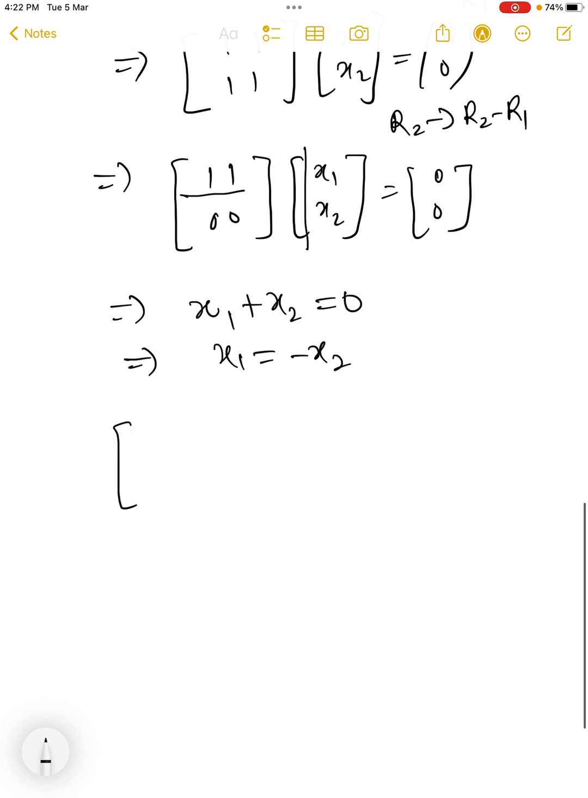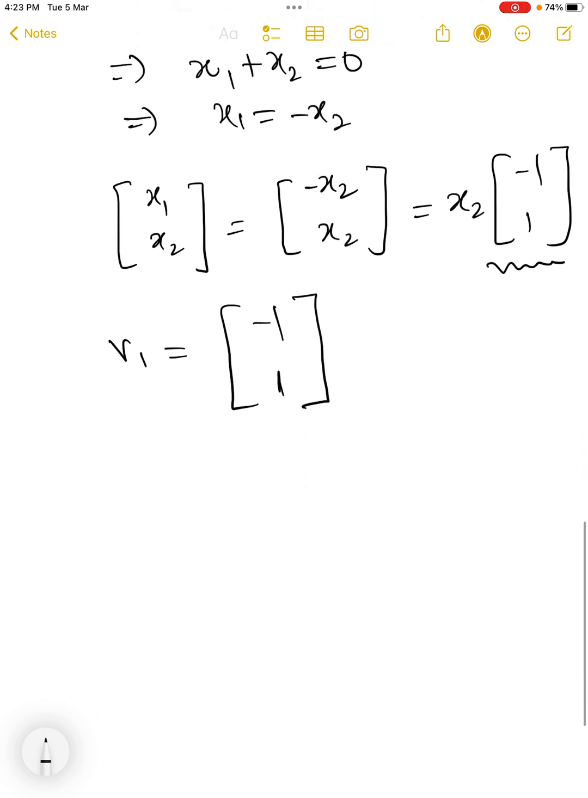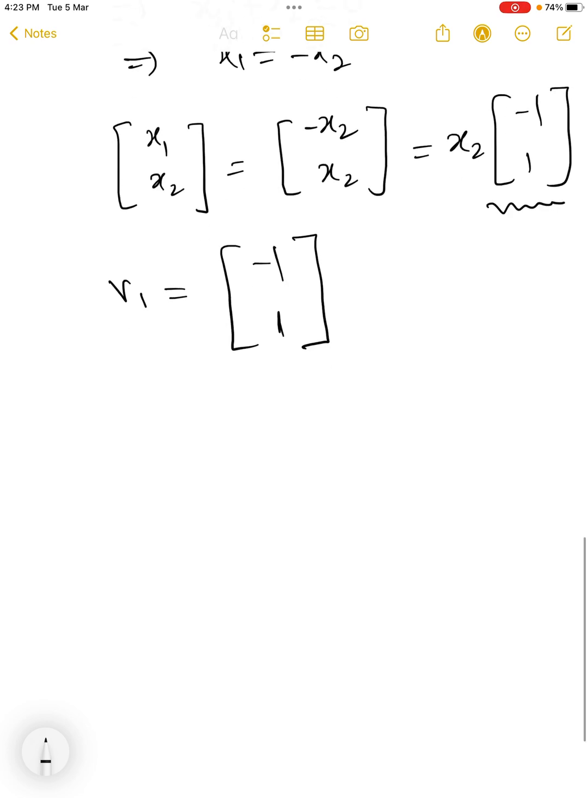Now our [x1, x2] becomes, putting minus x2 in place of x1, [minus x2, x2]. We can take x2 common, [minus 1, 1]. So this vector is the spanning vector for v1. We call it eigenvector v1 is [minus 1, 1]. So we take the spanning vector for this. This is the eigenvector for eigenvalue lambda equal to 2.